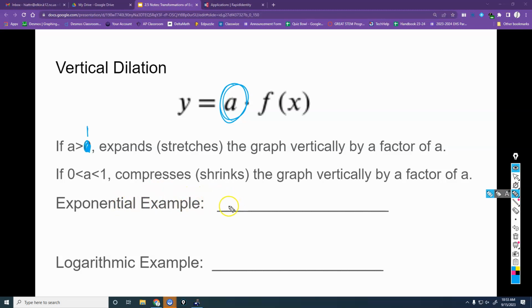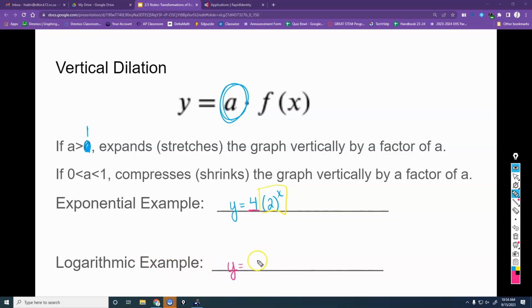So exponential example would look like this. You might have something like y equals 4 times 2 to the x power. Okay, so this part right here, the 2 to the x power, that's your exponential. The 4 is what's stretching that out. That would make it taller and skinnier. It would stretch it this way.